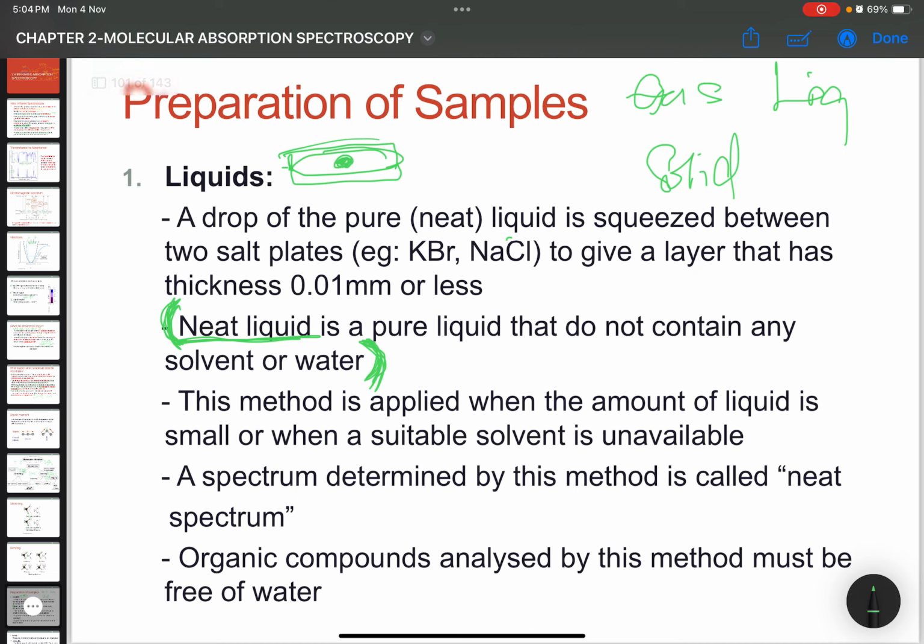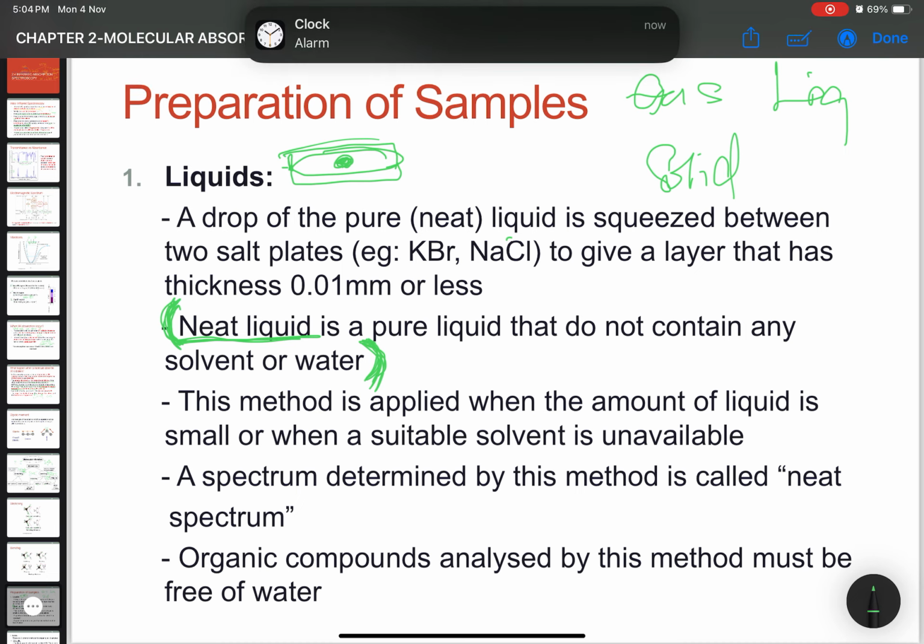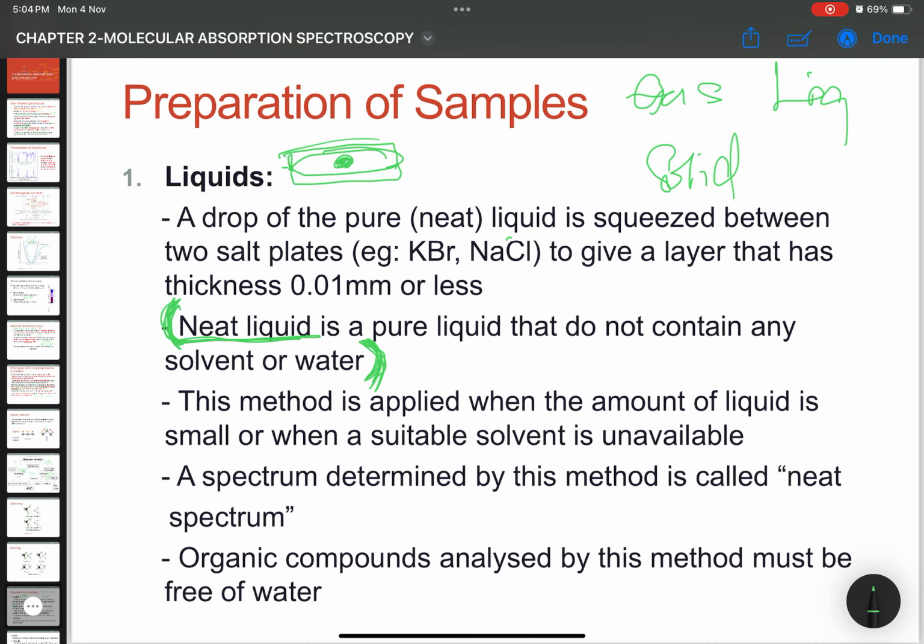This is just extra information about analyzing liquid sample using this method. First point, this method is applied when the amount of liquid is small or when a suitable solvent is not available. Kalau kita tak ada solvent yang sesuai untuk dissolvekan dia, so kita guna method ni.